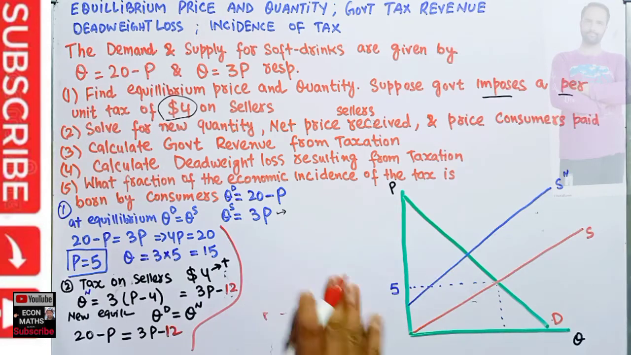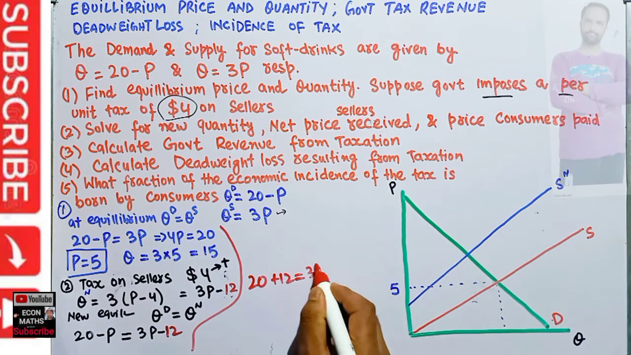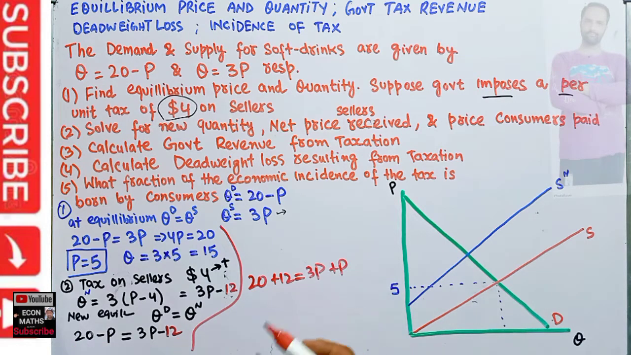So let me write it again. Solving for P here, so we have 20. When transposing, 20 plus 12 will become 3P plus P. I have just transposed this minus 12 to LHS and this minus P to RHS. So signs will change obviously. So 20 plus 12 will be 32. 3P plus P is 4P, which gives us P is equal to 32 upon 4, which is equal to 8.